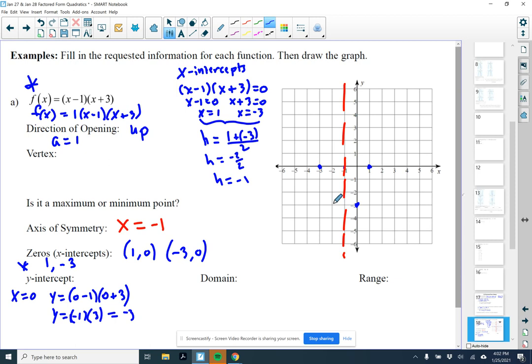Okay, we've got another point over here. Using the symmetry, we can take that y-intercept, take it 1 unit to the line, and 1 unit on the other side of the line. Use the symmetry.